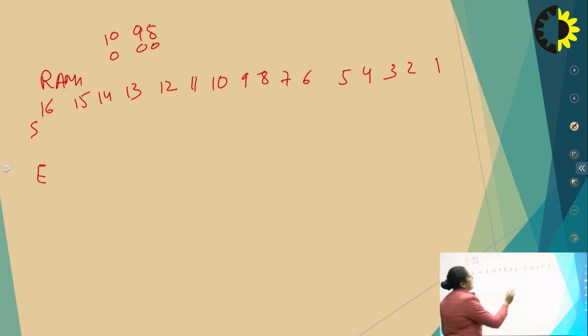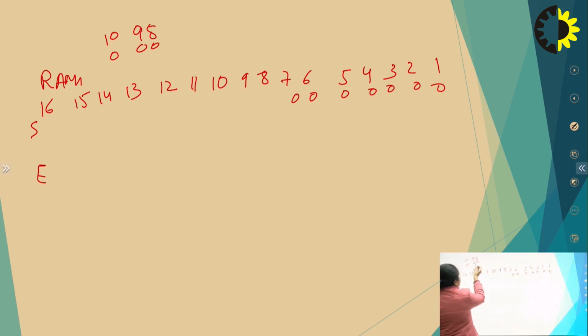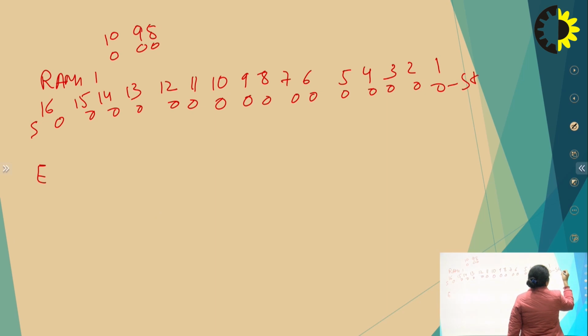As we know, from 1 to 7, what is from 1 to 7? The address bits of RAM: 0, 0, 0, 0, 0. Okay. The 9th and 8th bits are for selecting RAM 1, which is 0, 0. The 10th bit is also 0. And from 11 to 16, there is no use of it, so we will consider them as 0. This is the starting address.